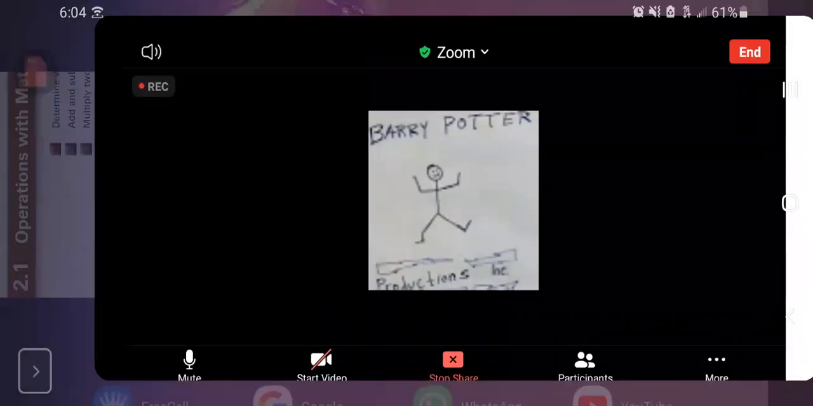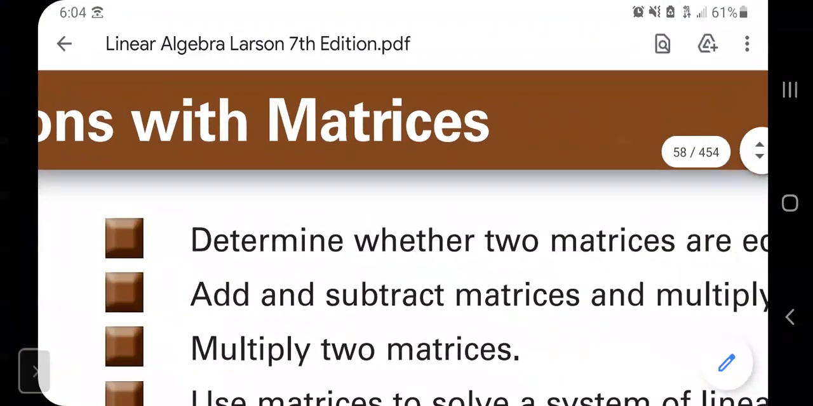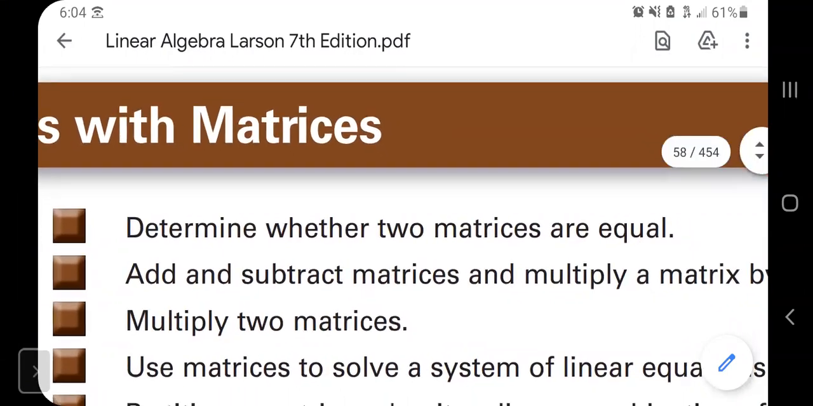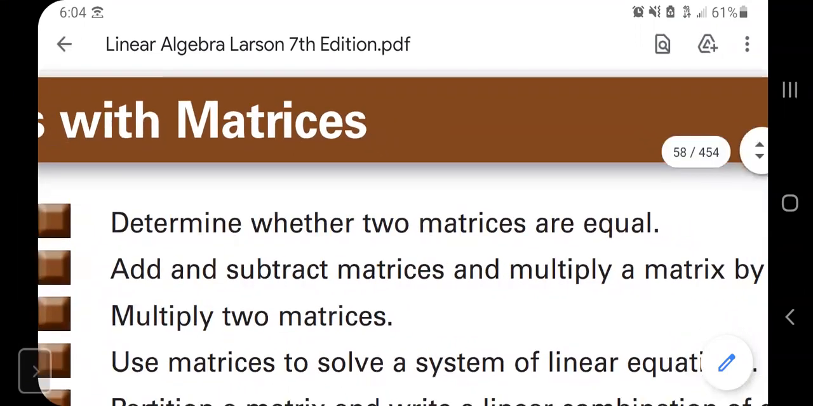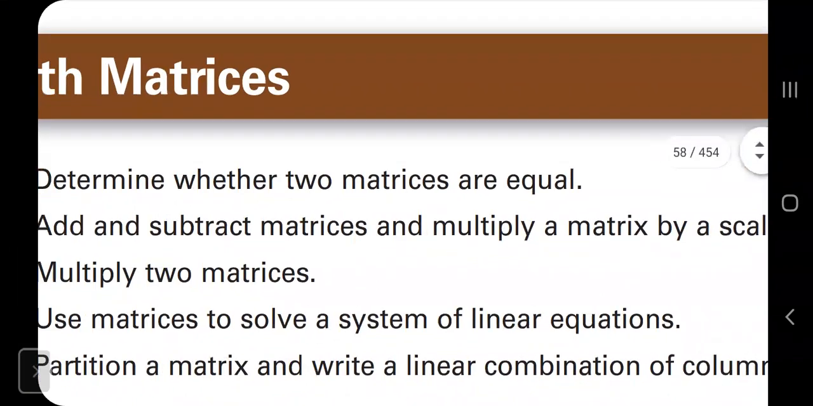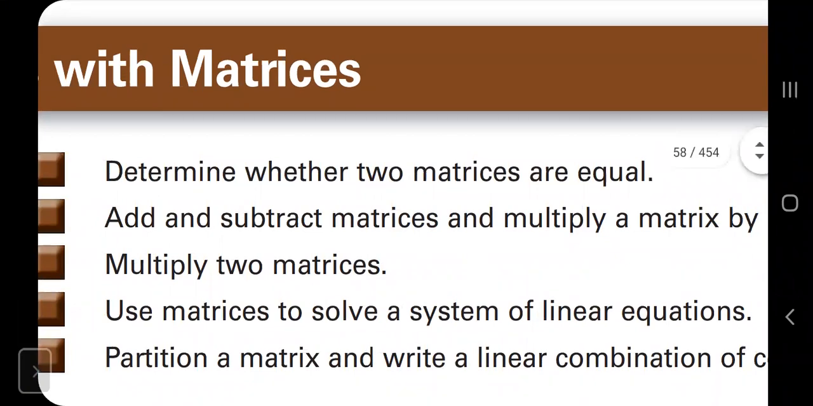Hello, everybody. We're starting section 2.1, operations with matrices. First, I just want to say, determining whether two matrices are equal is very straightforward. Adding and subtracting matrices is very straightforward. Multiplying a matrix by a scalar, very straightforward. And when we get to multiplying two matrices, that's where it's not as straightforward, but we're going to explain all that. So let's just start.